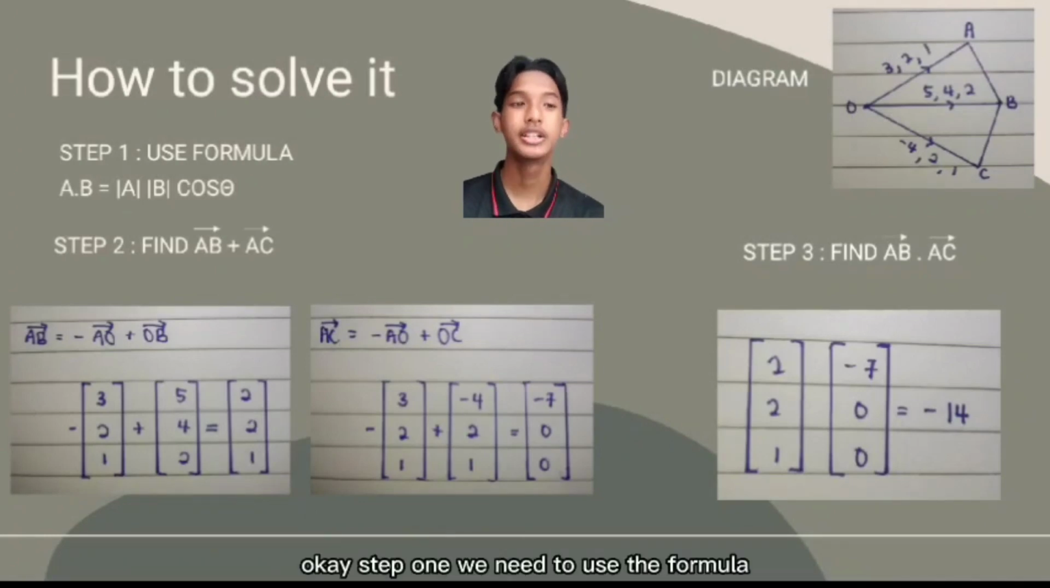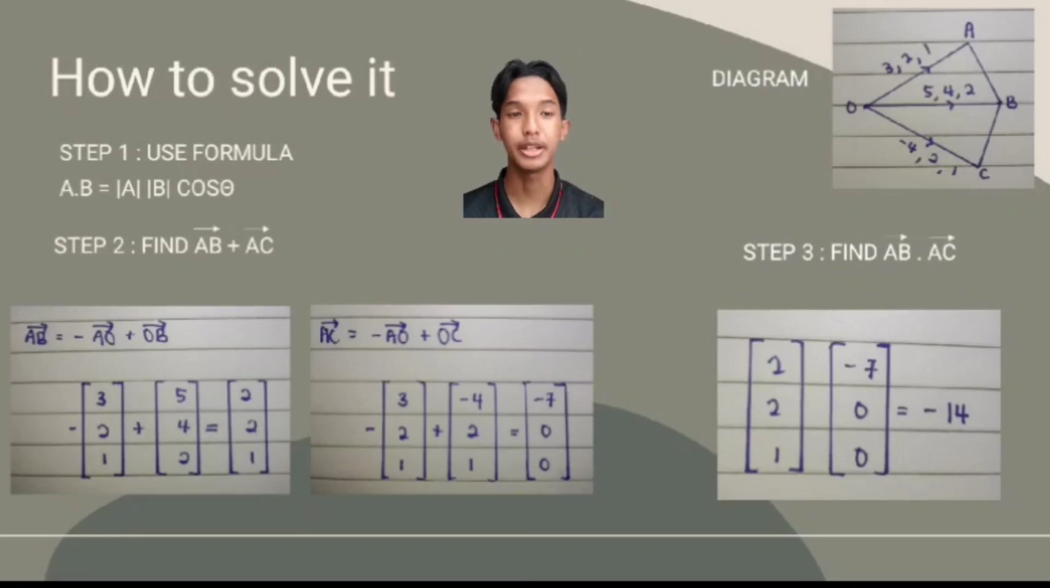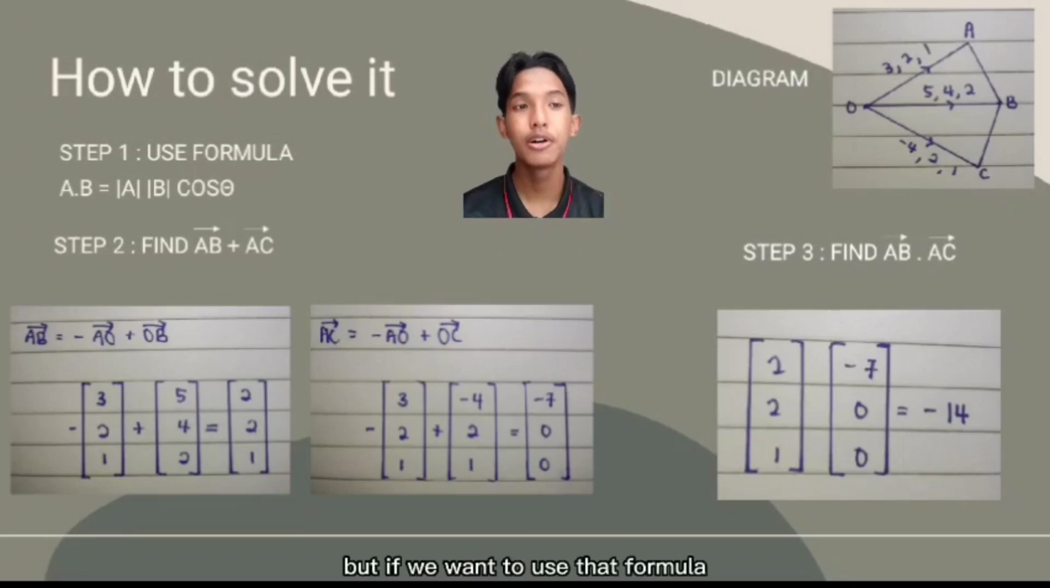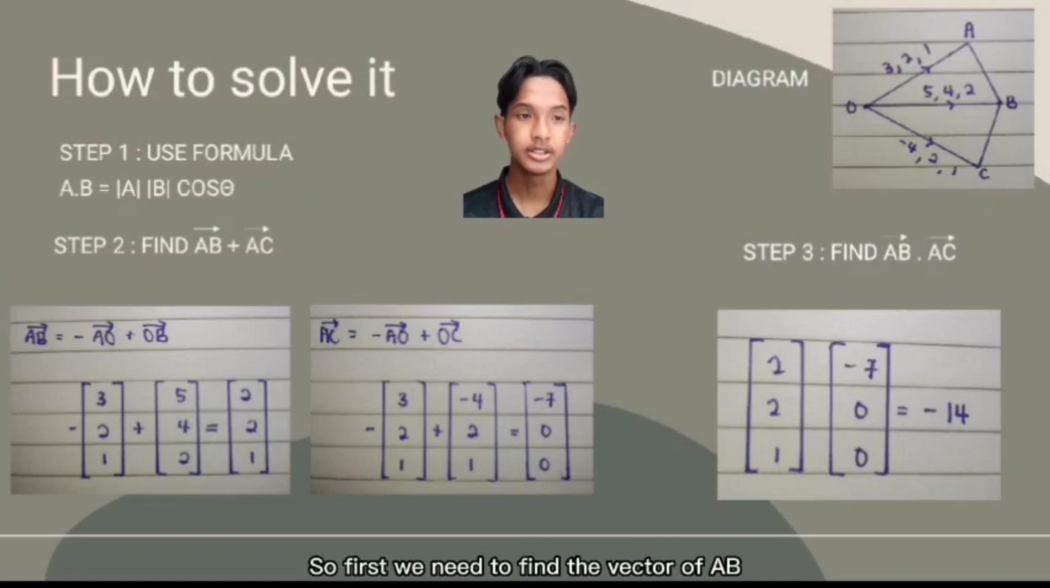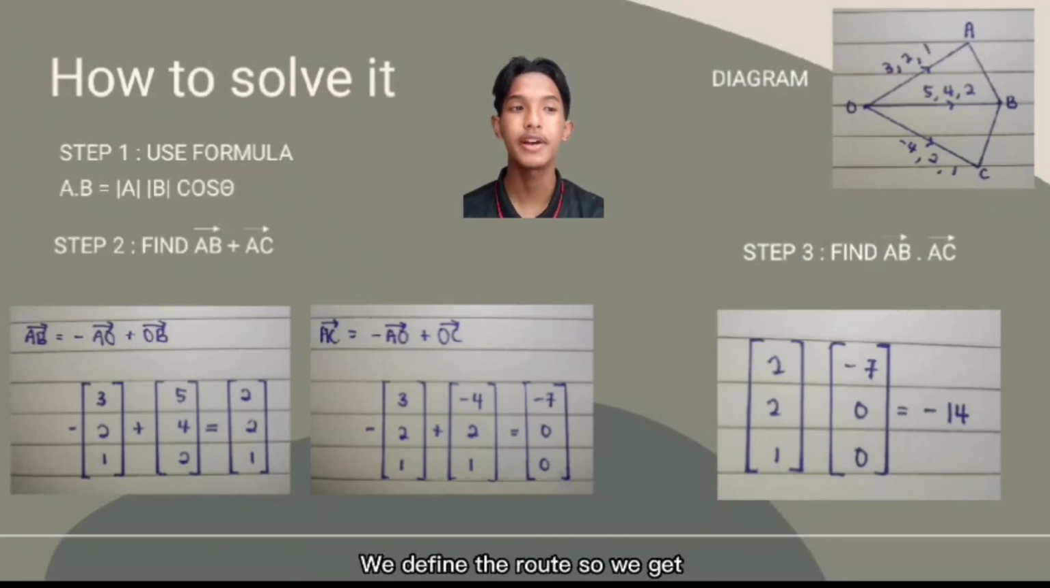How to solve it? Okay, step 1, we need to use the formula scalar product equal to magnitude A times magnitude B times cos theta. But if we want to use that formula, we need to find the vectors AB and AC. So first, we need to find the vector AB. We define the route, so we get negative OA plus OB. Since we have each point's coordinates, we get the vector AB is (2, 2, 1). Next, we find the vector AC. We know that AC is negative OA plus OC. Since we know the coordinates, we get the vector AC is (-7, 0, 0).